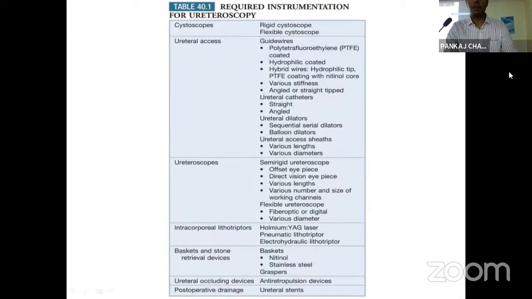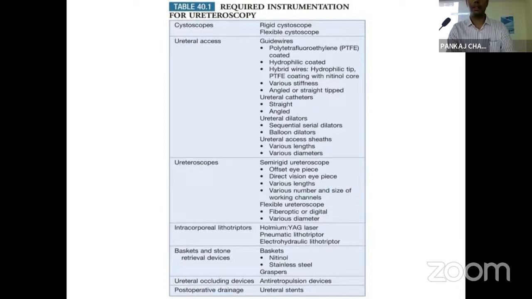Different instruments: rigid cystoscope and flexible cystoscope are used. Ureteral access is done by guidewire, which can be PTFE, that is polytetrafluoroethylene coated, hydrophilic coated, or hybrid wires, which have a hydrophilic tip and PTFE coating with a nitinol core. It is available in various stiffness and may be angled or straight tip. Ureteral catheters may be straight or angled. Ureteral dilators: sequential serial dilators and balloon dilator, which is helpful in conditions like strictures of ureter.